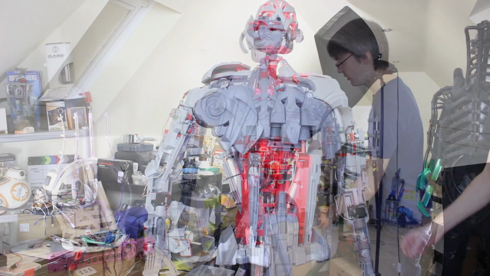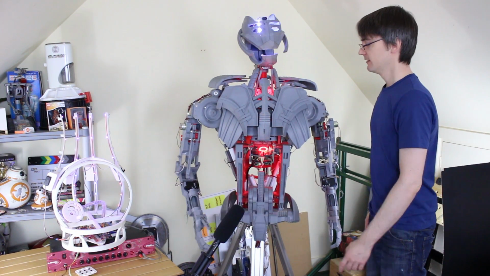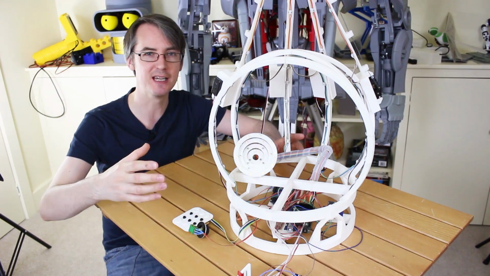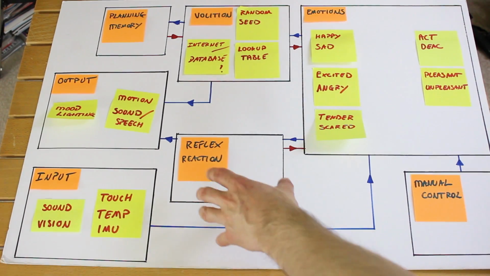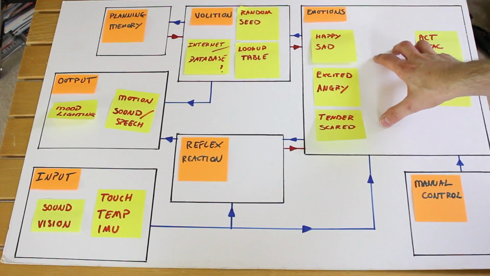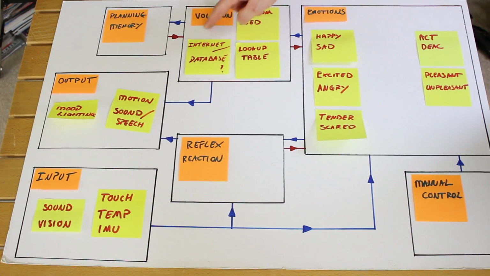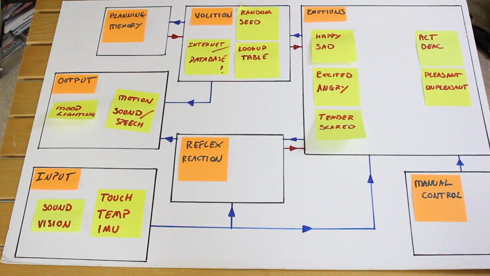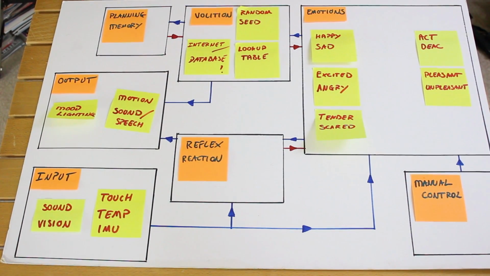The other Arduino in there tracks emotions, and those emotions are influenced by the sensor input, and that in turn makes him react differently to the sensor inputs. This is the brain map I drew several episodes ago, so currently we've got input and output and the reflex and reaction, and we're tracking some emotions over here. What we don't have is any volition, so we don't have any ability for Ultron to just do things by himself. We don't have any memory, and those are the things I'm going to implement in the virtual world.